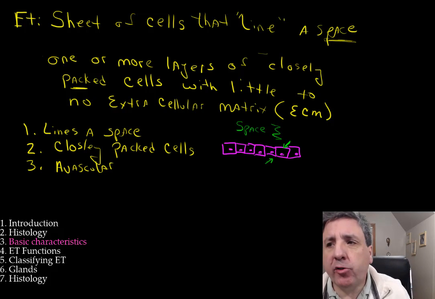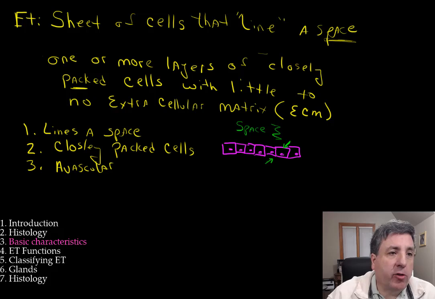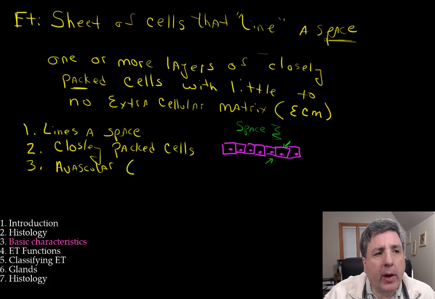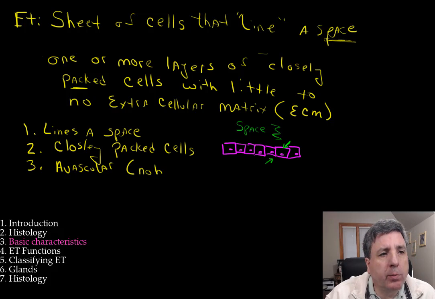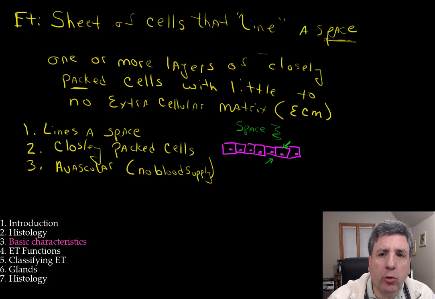Now, avascular, what does that mean? Vascular, you know, is blood vessels. So avascular is no blood supply. There's no blood supply going to those cells.